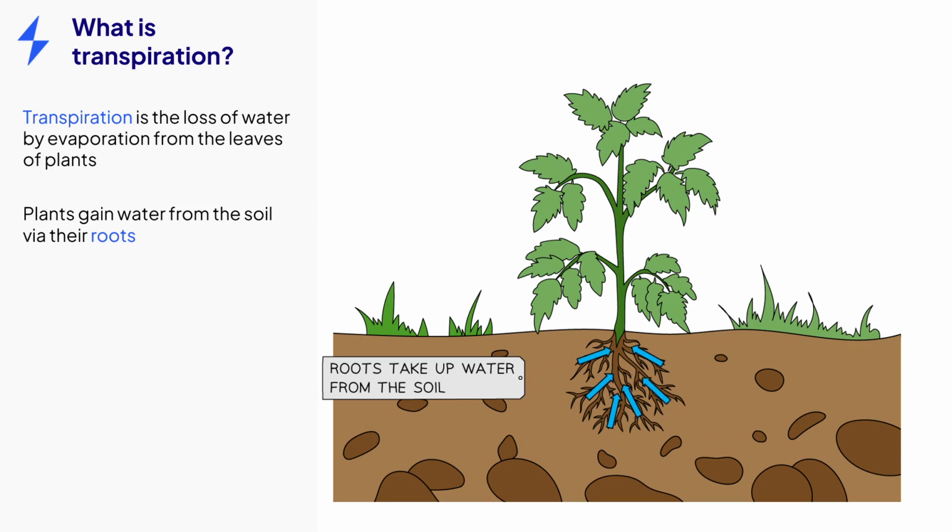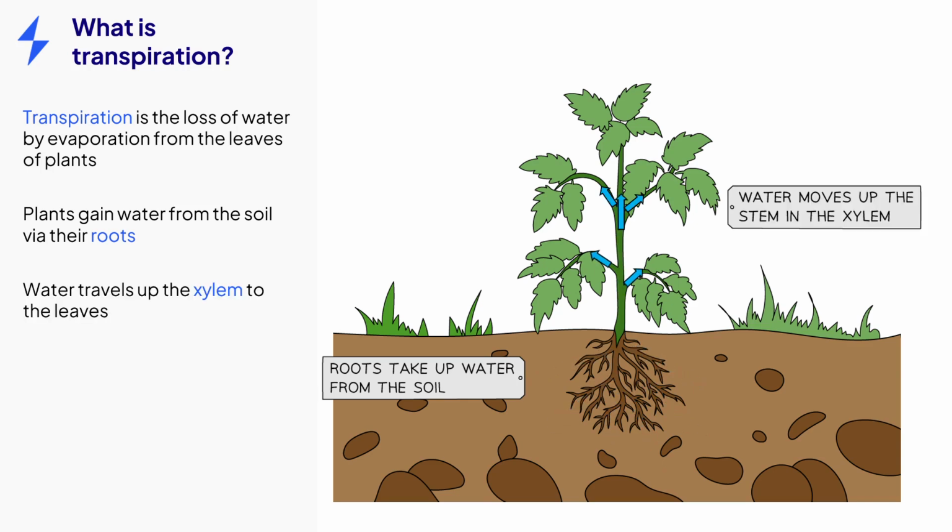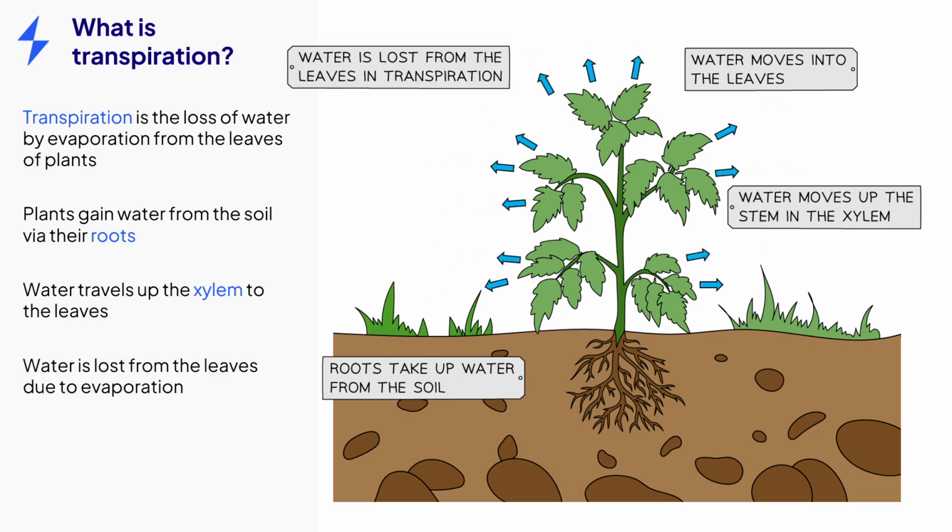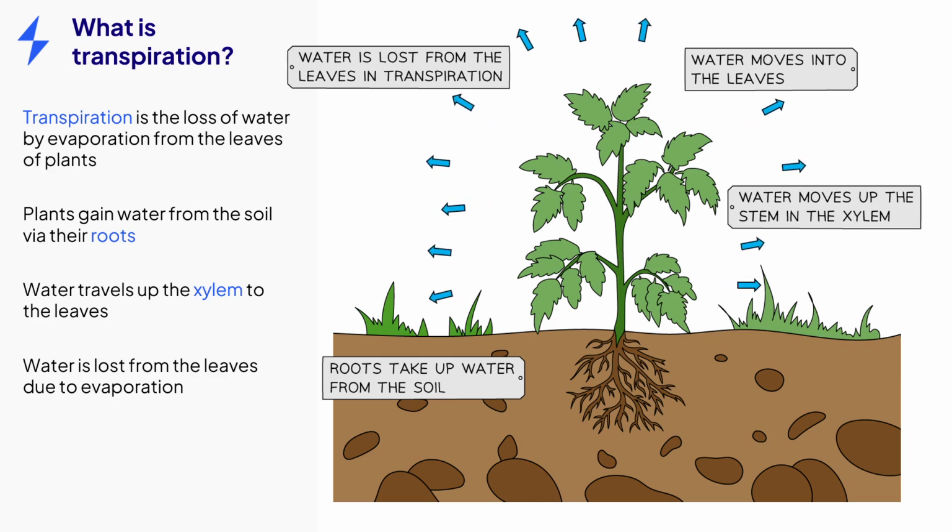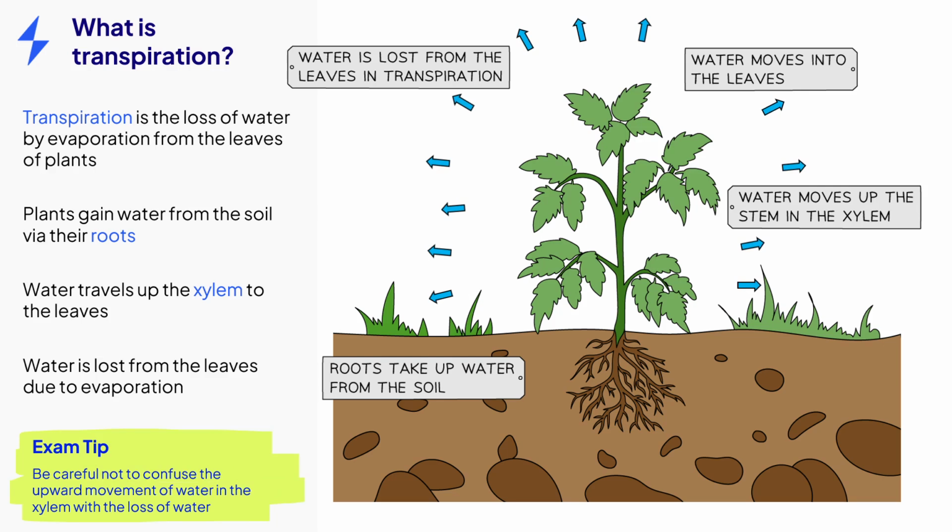Water moves across the root into the xylem before moving upwards in the xylem towards the leaves. When water reaches the leaves, it evaporates and is lost from the underside of the leaves by pores known as stomata. Remember that transpiration is the eventual loss of water from the leaves. Don't confuse this with the upward movement of water in the xylem.